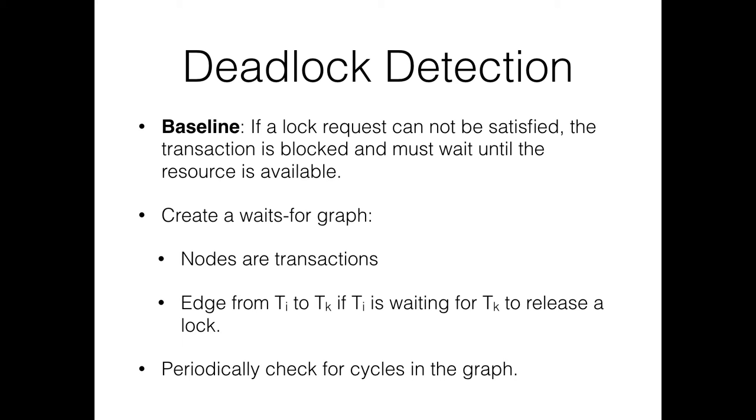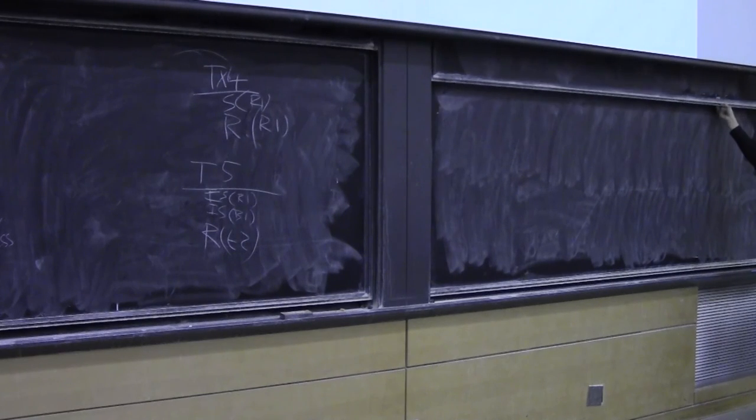So the short version of this is that every time a transaction tries to take a lock and fails to do so, we register it with some sort of lock manager. And this lock manager is going to keep track of all of the locks that are currently pending, and it's going to create a graph just like the one we had comparing transactions.